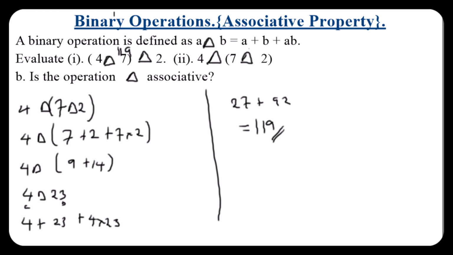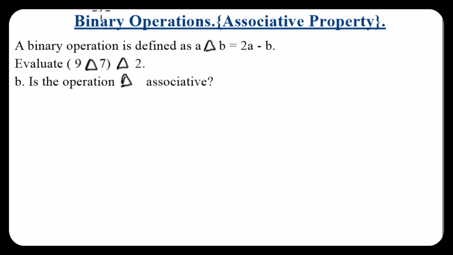So let's look at one other example before calling it a day in this section. For the second question, we are told that a binary operation is defined as A delta B equals 2A minus B. We are asked to evaluate 9 delta 7 delta 2. And for the B part, we are asked whether the operation delta is associative. You can see that this question, they only gave us one part.